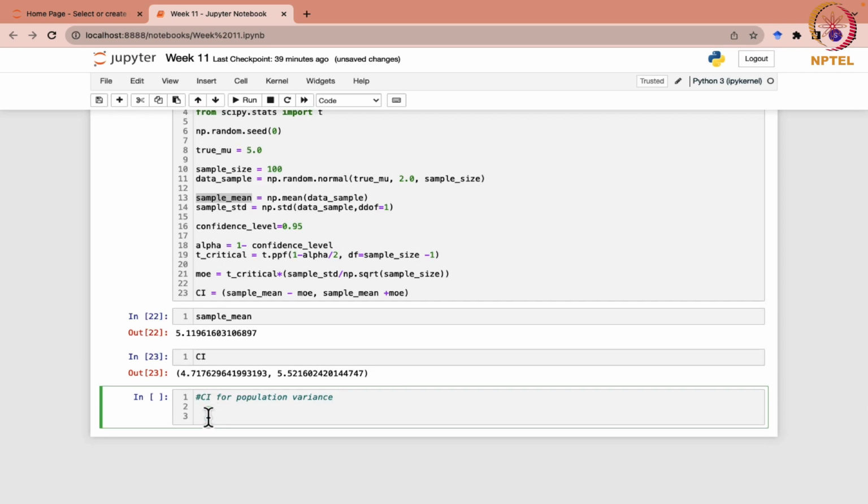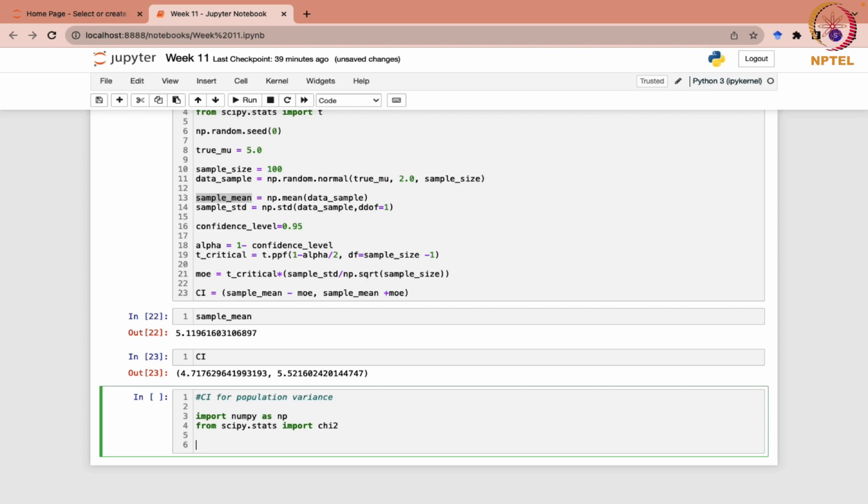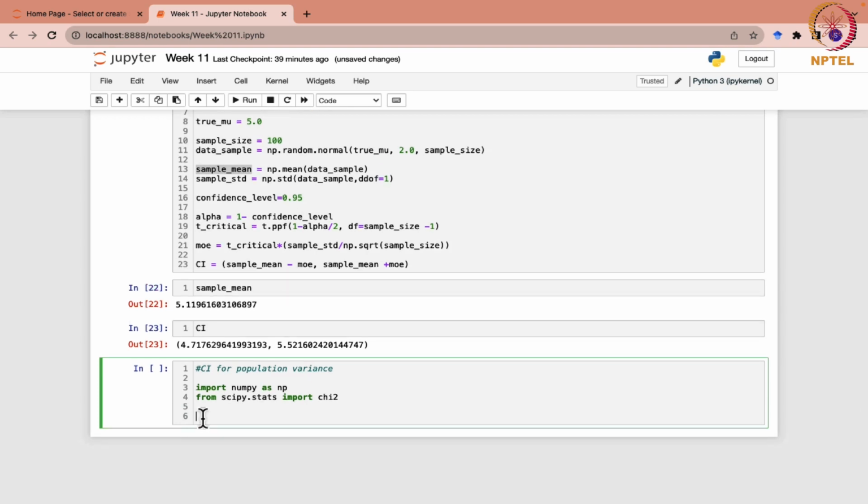So for this we are going to import numpy as np, and from scipy.stats import chi2, because here, if you can recall, for variance we need the chi-square distribution. We will specify np.random.seed as 0 over here. You can write any other non-negative integer.